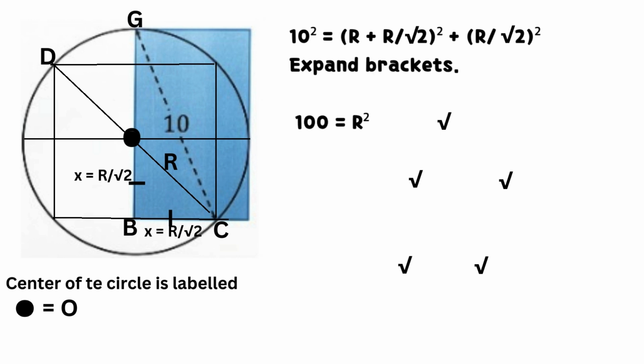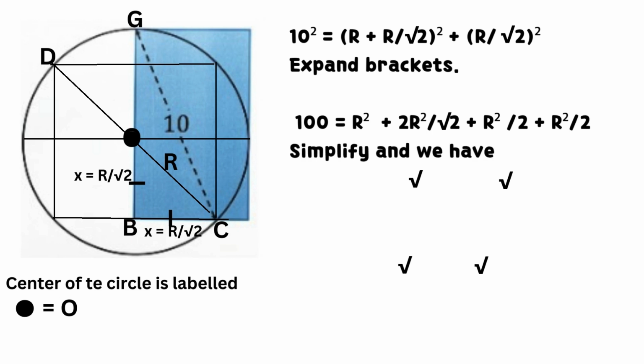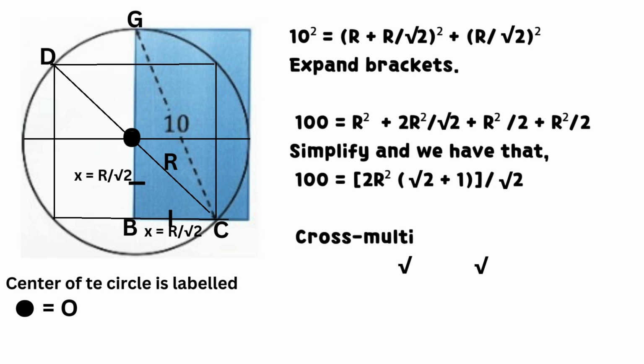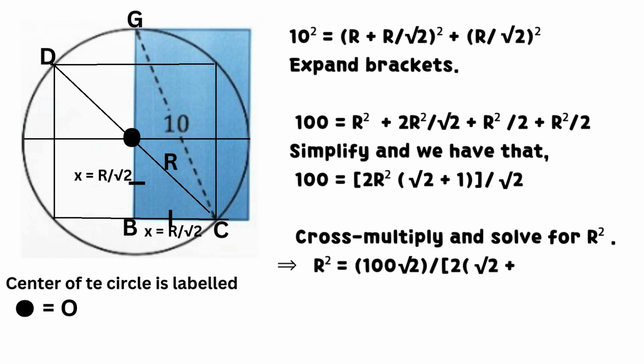The square of 10 equals the value shown on the screen. Expand brackets. Simplify and we have that 100 equals 2 times the product of the square of R and the sum of the square root of 2 and 1, all divided by the square root of 2. Cross-multiply and solve for the square of R. It implies that the square of R equals the product of 100 and the square root of 2, all divided by 2 times the sum of the square root of 2 and 1. We call it equation 1.